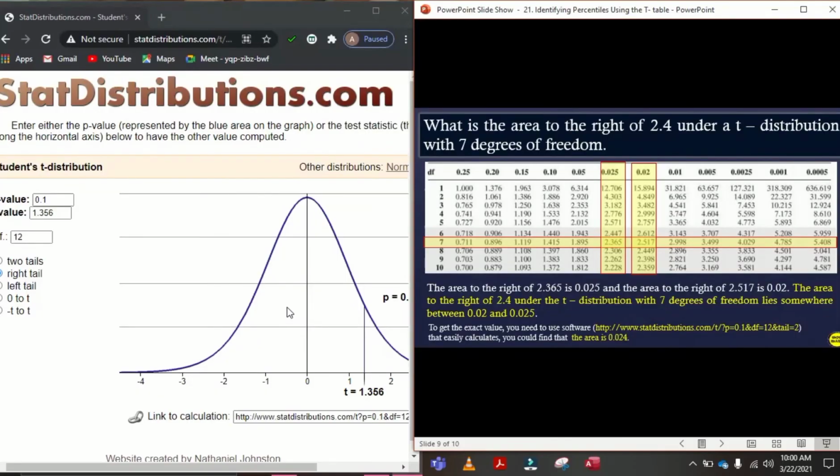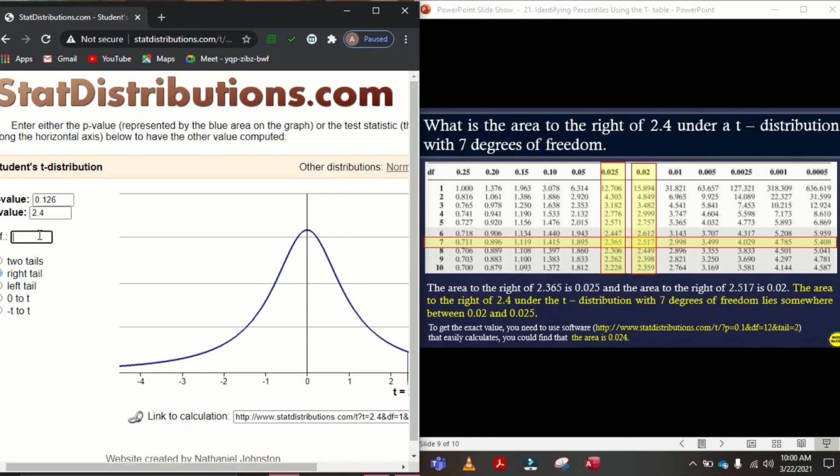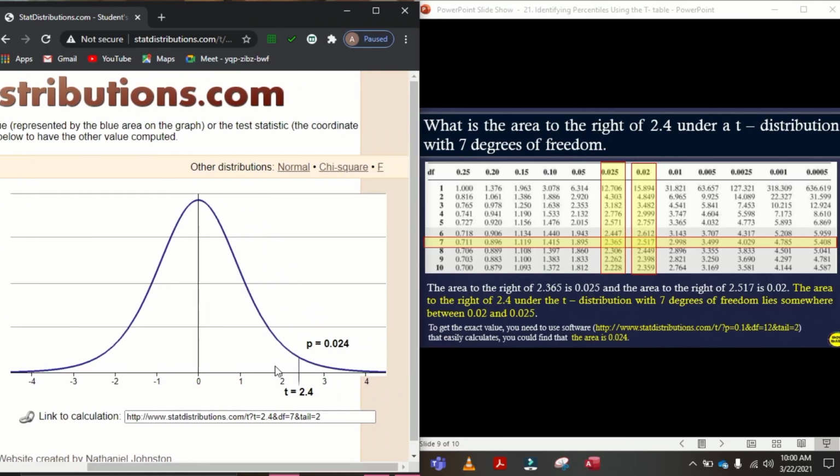Okay, so ito yung nakita ko sa internet na pwede nyong i-check yung sagot nyo. Gamit ito, makikita natin yung eksaktong value ng area to the right of 2.4. Binigay yung t-value natin, so ilagay natin dito, the t-value is 2.4. And then the degrees of freedom natin is 7. Makikita nyo sa graph, yung p-value natin is 0.024. 'Di ba kanina without software, ang sagot natin, somewhere between 0.02 and 0.025 yung area to the right ni 2.4.